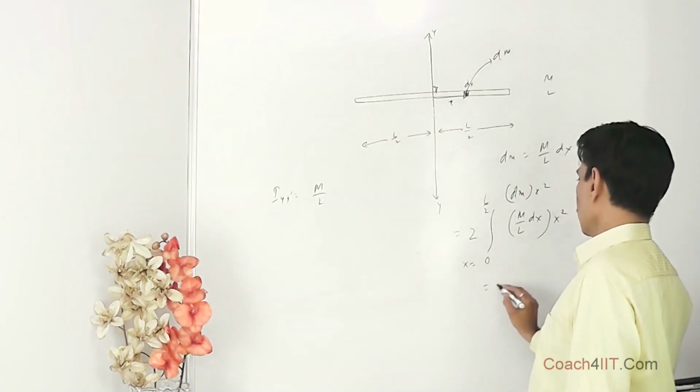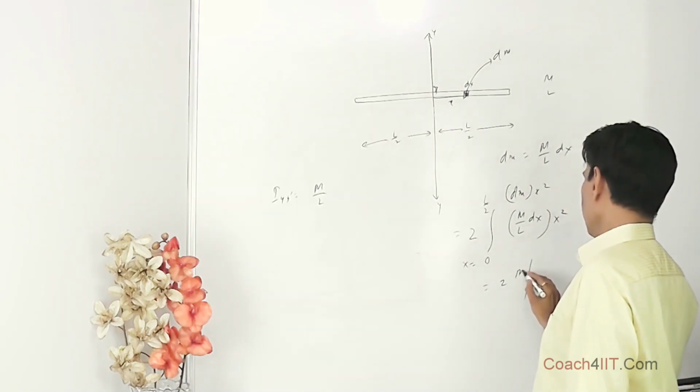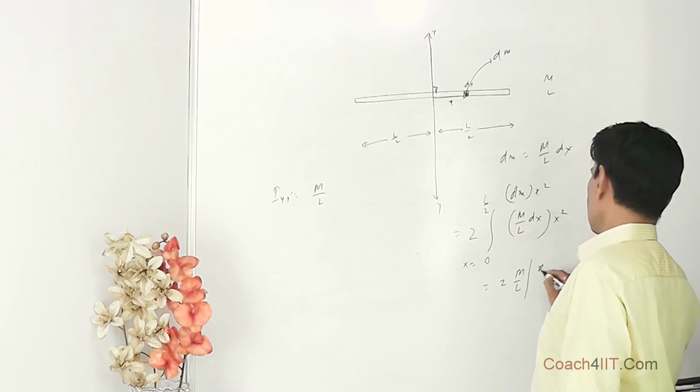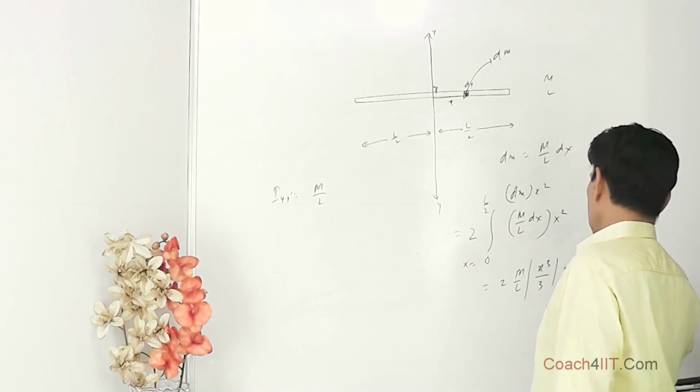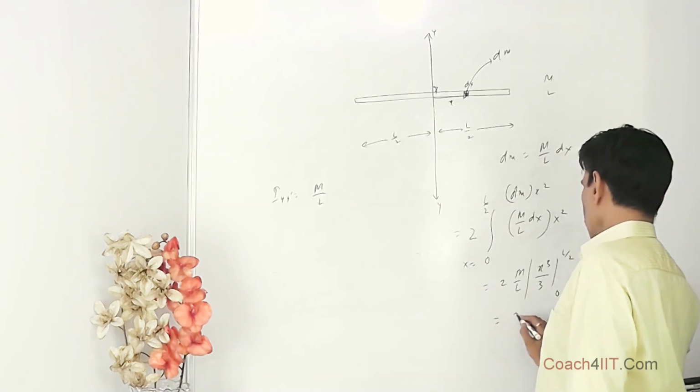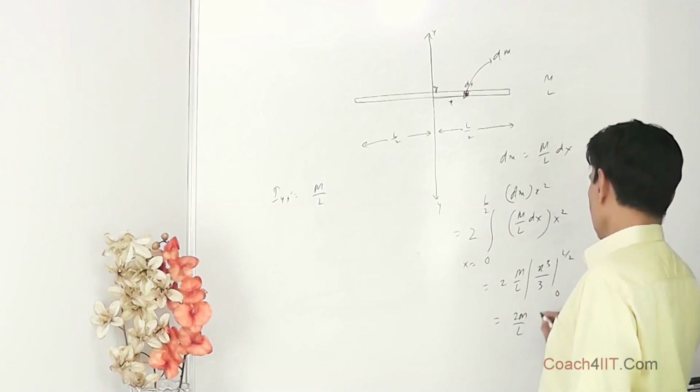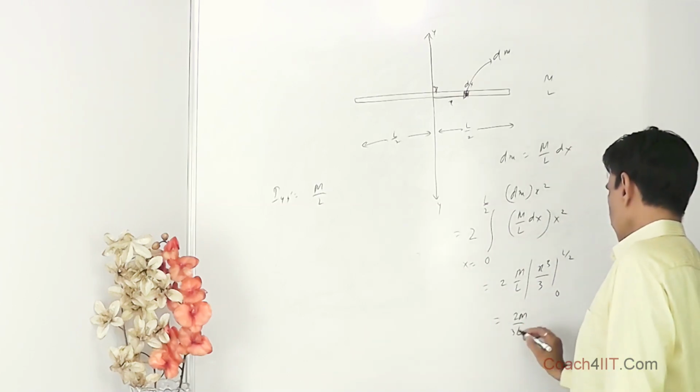This comes out to be 2, M by L we can take it out. So this is x cube by 3, from 0 to L by 2. So this is going to be 2M by L, and 3 we can take it out.